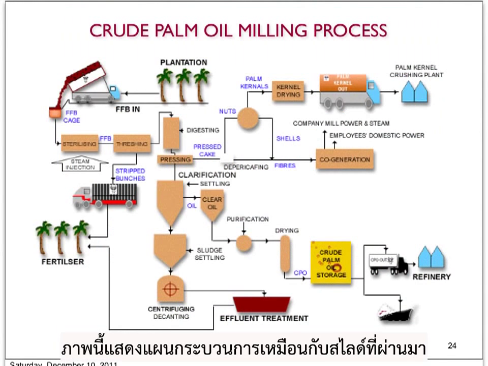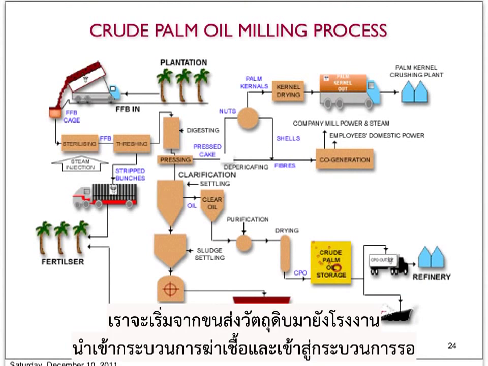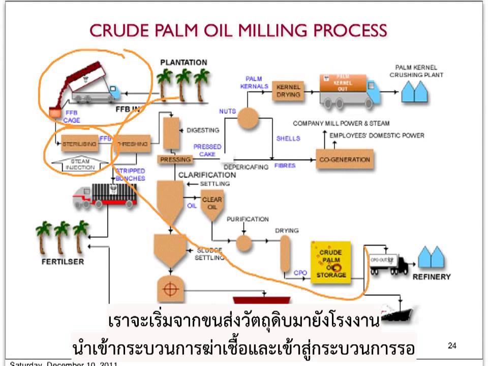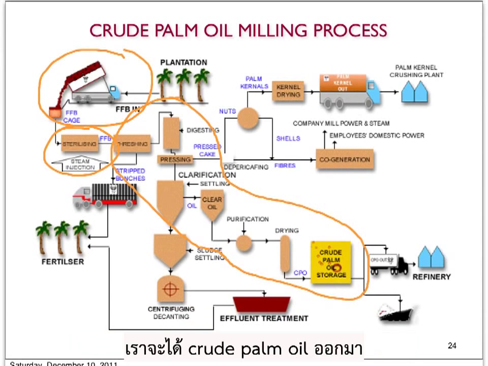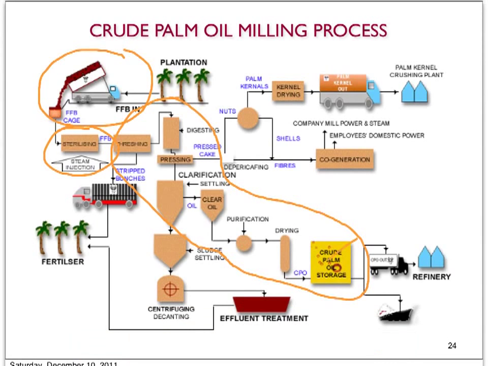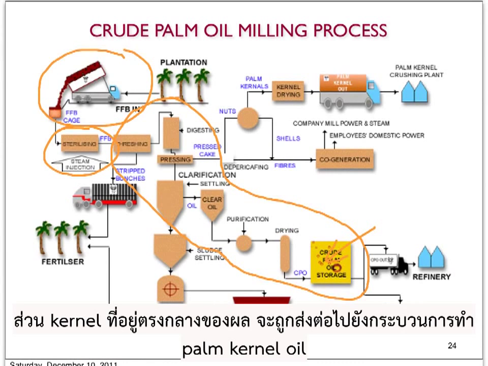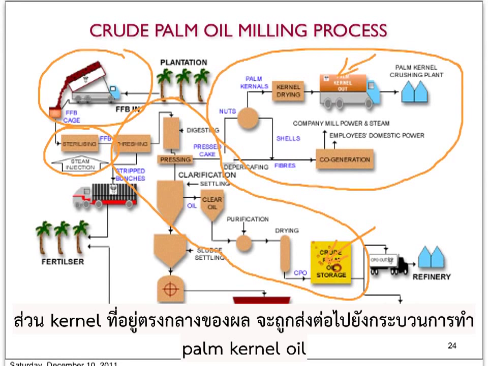This is another picture of the flow chart showing the same process as the previous slide. So basically we start by transporting the raw material into the factory, and it will go through a sterilization process, and the whole process here is the stages to get the crude palm oil. And the kernel, which is the middle part of the fruit, will go through a separate process, usually in a different part of the factory, to produce the palm kernel oil.